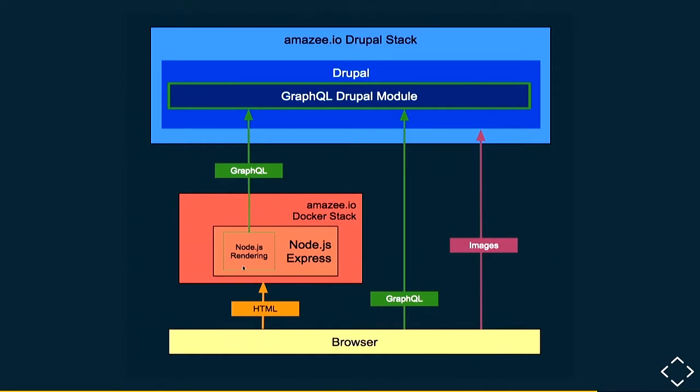And then we have our Docker stack, and in there is Node.js. So it's a Node.js Express server that receives the request. And it realizes that this request is from a browser that has never visited the page. So it basically runs the Node.js rendering. And the Node.js rendering makes an actual GraphQL request to the Drupal GraphQL module. Then it takes back that HTML and passes it back to the browser.